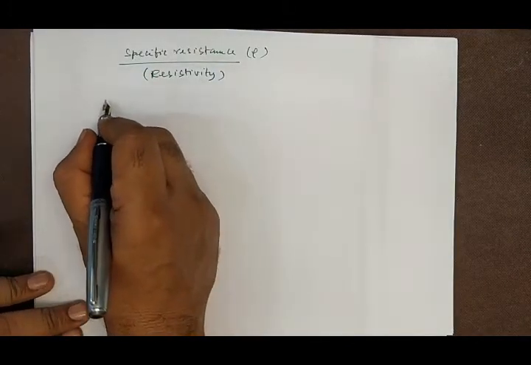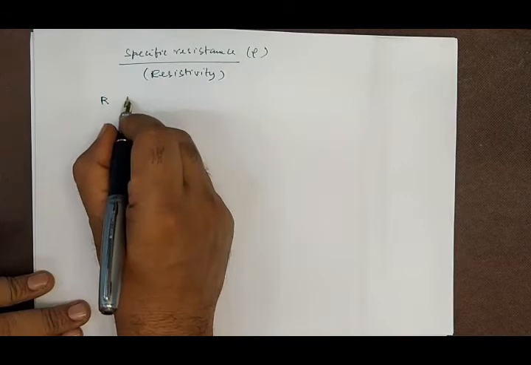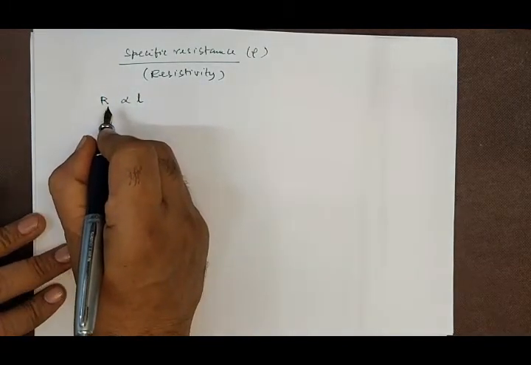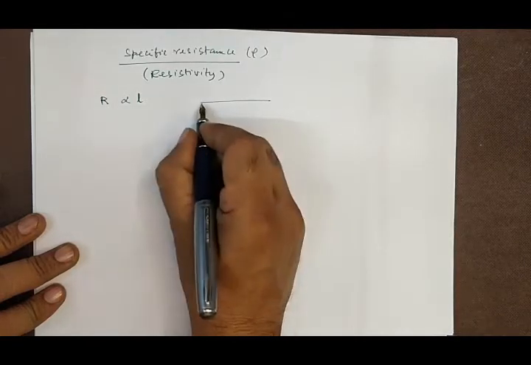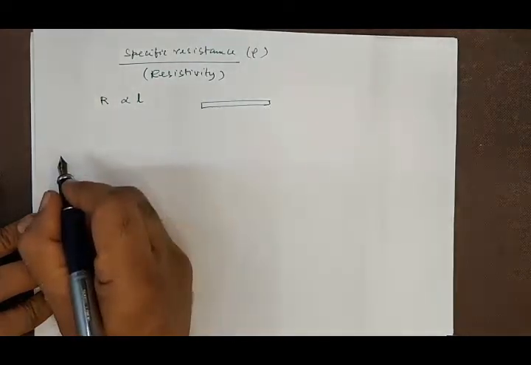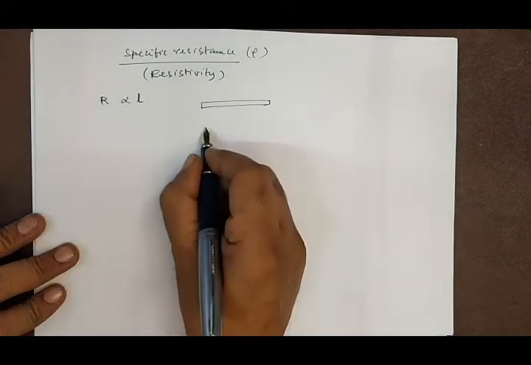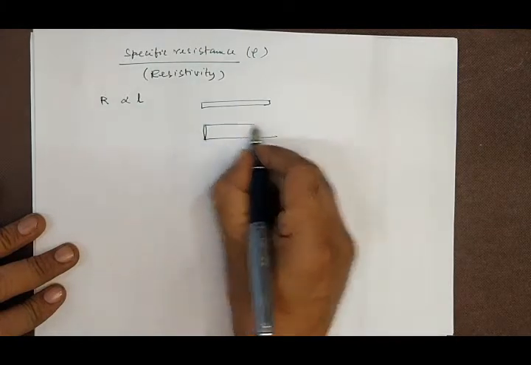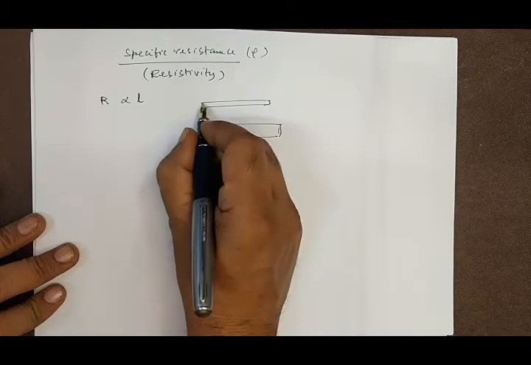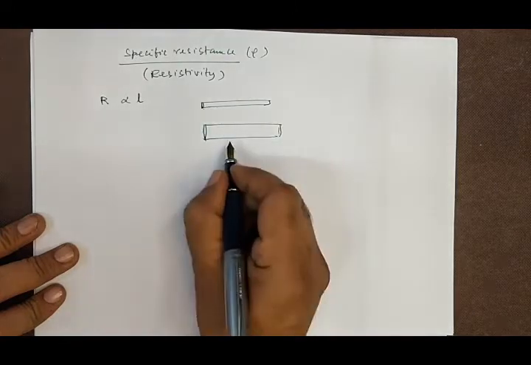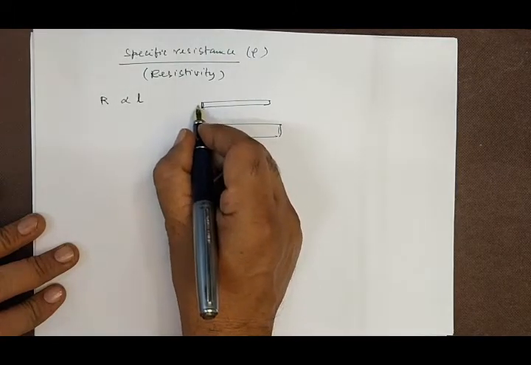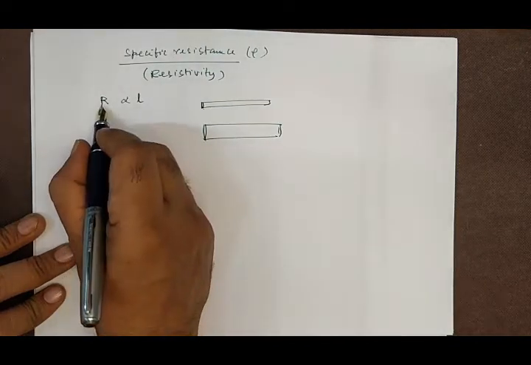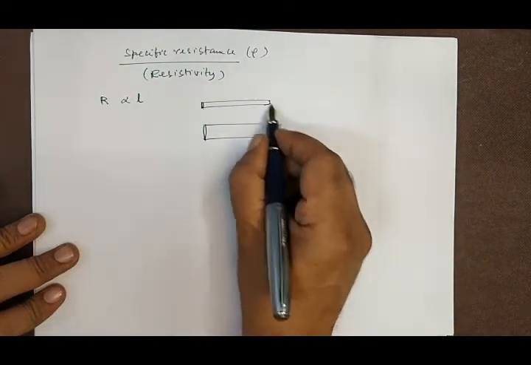We know R is proportional to length, that is a resistance. R is resistance of the conductor. Let me consider a conductor like this, another conductor like this. So the area of cross section is smaller in this case, greater in the other. So radius and the length is also different.